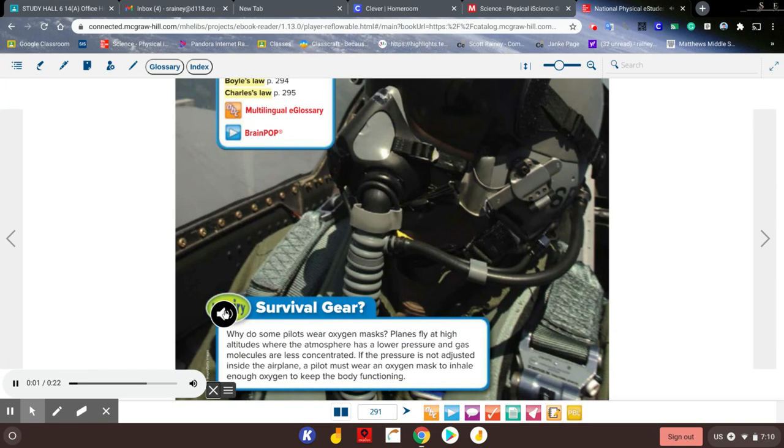Inquiry. Survival gear? Why do some pilots wear oxygen masks? Planes fly at high altitudes where the atmosphere has a lower pressure and gas molecules are less concentrated. If the pressure is not adjusted inside the airplane, a pilot must wear an oxygen mask to inhale enough oxygen to keep the body functioning.